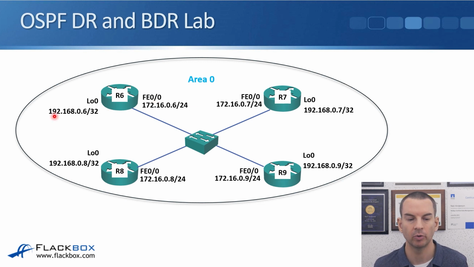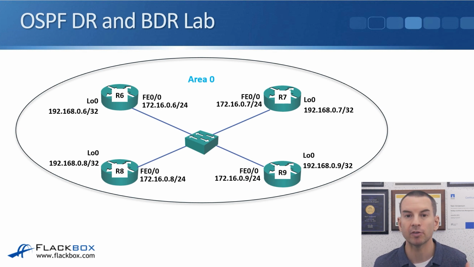So R6 has got 192.168.0.6/32. R7 is 192.168.0.7/32. R8 is .8 and R9 is .9. And they're all connected to the Ethernet segment in the middle here. That's on the 172.16.0.0/24 network. Again, R6 is .6, R7 .7, R8 is .8, and R9 is .9.